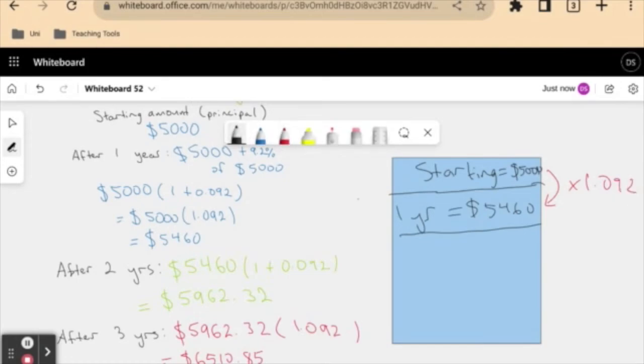And, okay, so year 2, well, we took this and we multiplied it again by 1.092. And we got 5,962.32. Sorry, I'm actually going to fix this because this is just bothering me how badly this is drawn. So our starting was 5,000.